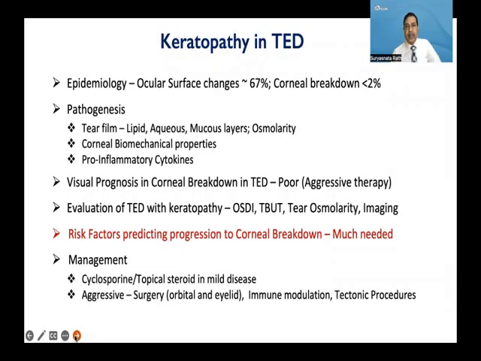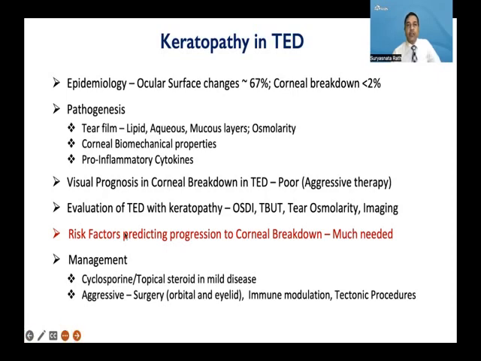To summarize, keratopathy has a fairly common prevalence of ocular surface disease in almost 2/3 of patients. And few of them develop corneal breakdown. And this is about less than 2%, but a significant and a sight-threatening complication, as we know.